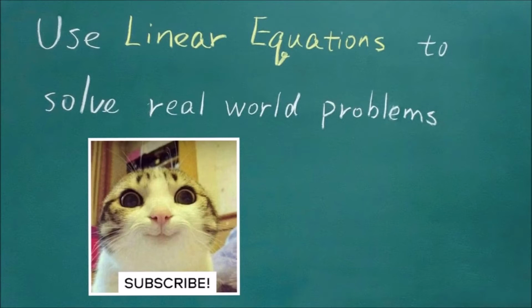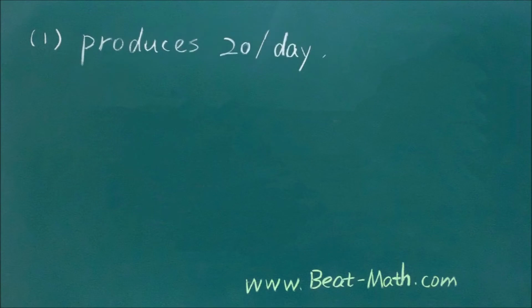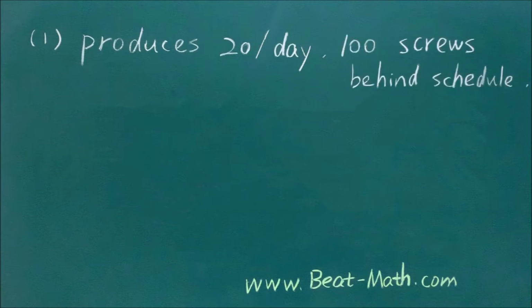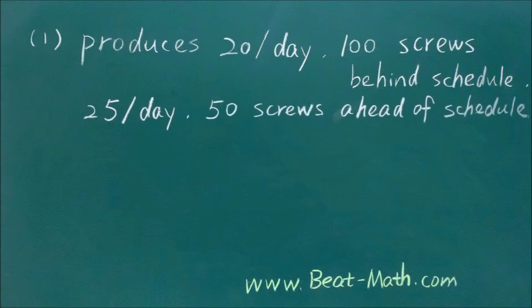Okay, here's our first problem. A factory worker must produce some number of screws in a specified amount of time. If he produces 20 screws each day, he can't finish the job in time and ends up 100 screws behind schedule. If he produces 25 screws a day, then he is 50 screws ahead of schedule when the time is up. So, how many days does he have to complete the project?